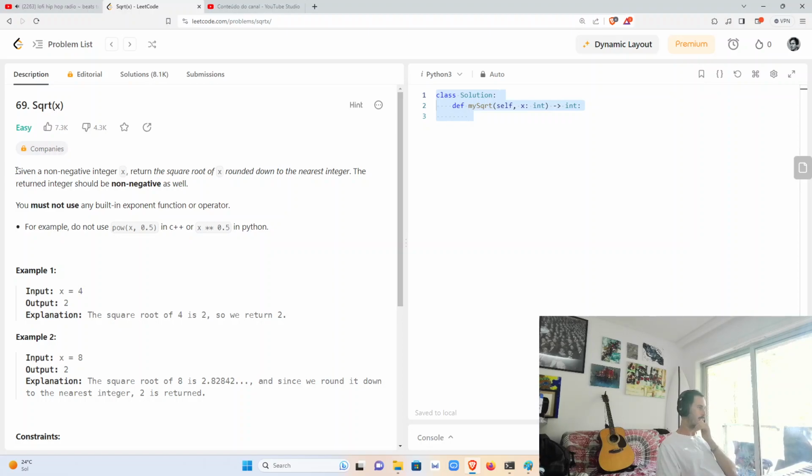So let's just read this. Given a non-negative integer x, return the square root of x rounded down to the nearest integer. The returned integer should be non-negative as well. You must not use any built-in exponent function or operator. So we don't use to the power of or this. So yeah, we can't really use square root.